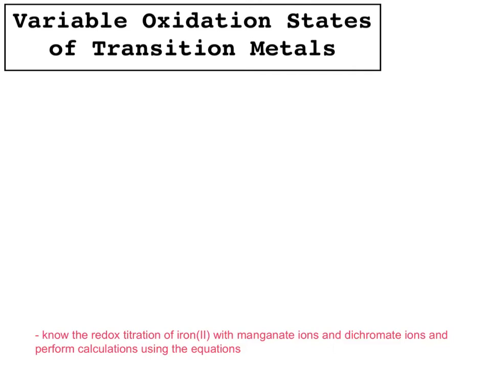So another two redox equations that you need to know are the redox reaction between iron 2 and manganate ions, and the redox reaction between iron 2 and dichromate ions. I'm going to start with iron 2 and manganate ions. So you need to know what the manganate ion is, and that is MnO4-. And when that gets reduced, it forms Mn2+.